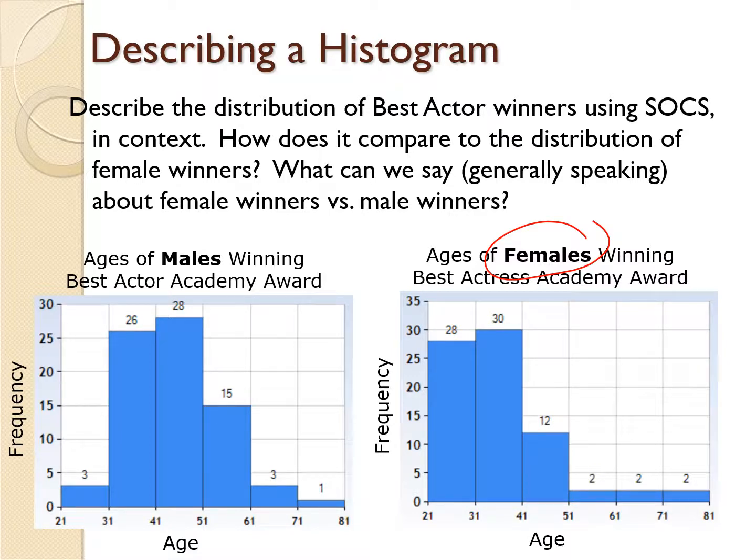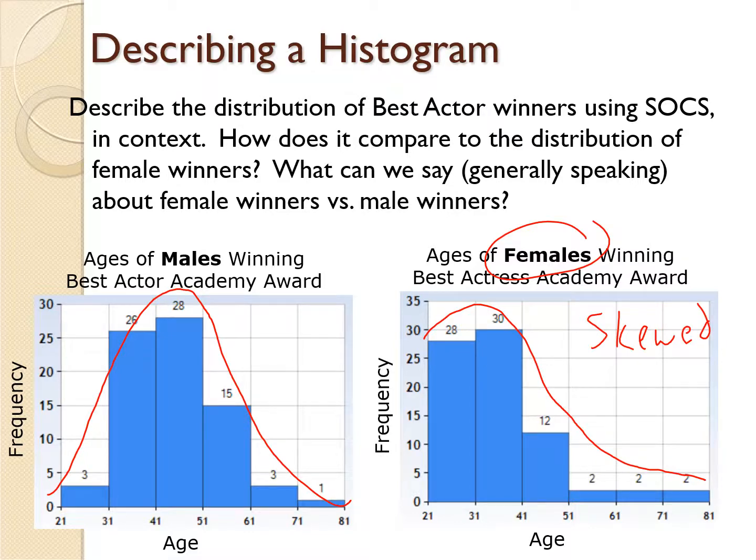When we look at the distribution of male winners, it's starting low, increasing to some maximum, and then decreasing. So this is unimodal and approximately symmetric. Compared to females, this is really heavily weighted on the left side, and then it trails off on the right. This is called skewed. And when a distribution is skewed, it's always skewed towards the tail. The tail for this one is on the right, so this is skewed right. So their shapes are different, most notably.